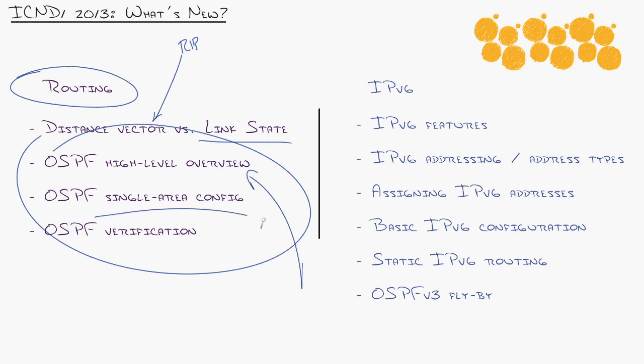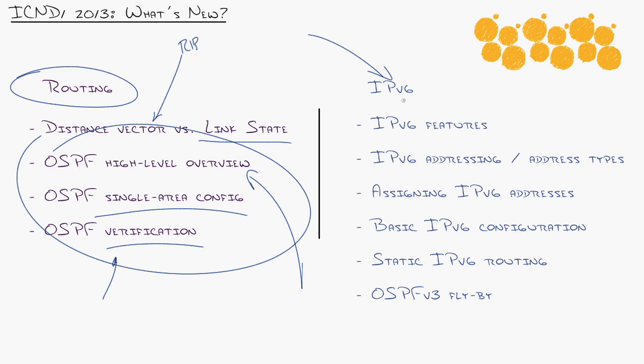Now let's get into the single area configuration, using even your wildcard mask skill that you learned from access lists, to be able to specify where OSPF is running, and then how to verify it: checking your neighbors, checking your routing table, checking what interfaces it's running on. Again, basic verification, essentially trying to be as simple as RIP used to be, but now using OSPF. Then we dive right into IPv6.